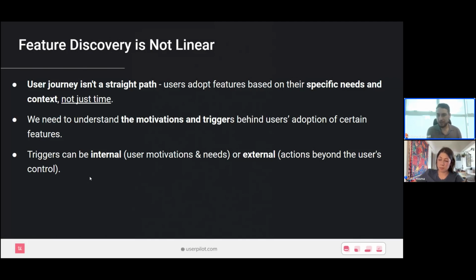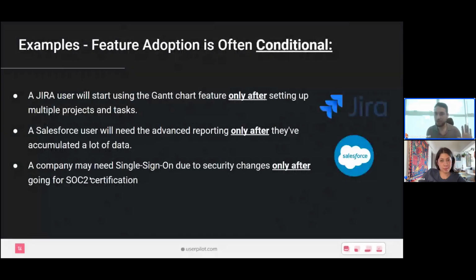So these are the motivations that you need to understand. They can be internal or external. I have a bunch of examples here that I think can make this easier, right? So let's talk about a couple of products. Let's talk about Jira and let's talk about Salesforce, right?